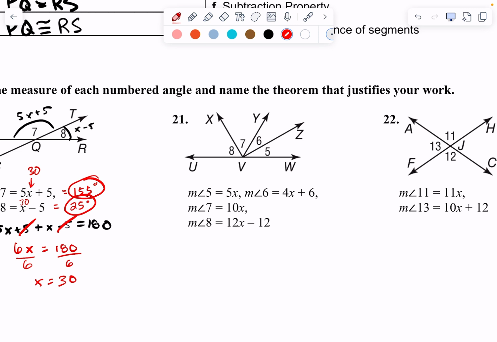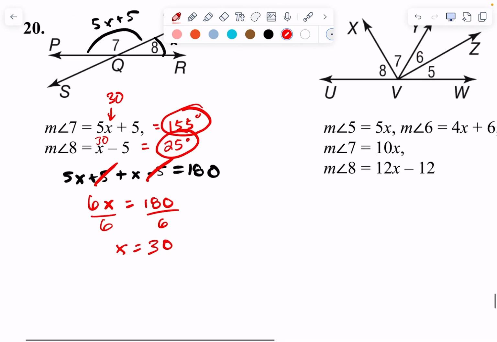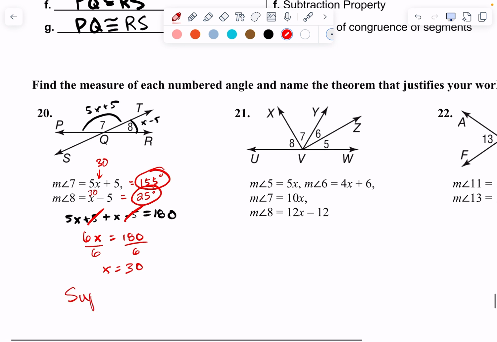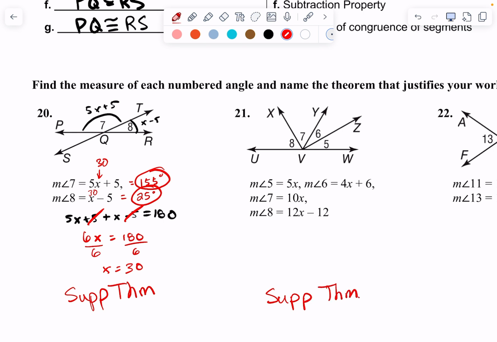5, 6, 7, 8. They have them labeled. What do we know about them? They all add up to be 180, right? They're all kind of a linear pair, but a linear pair is only 2, so they're like a linear quadruple or whatever. Oh yeah, supplementary angles. Supplement theorem, whatever. Okay, what about 21? Is that supplement theorem also? Yeah, because they all add up to be 180. Sure, supplement theorem. So I'm adding them all up.